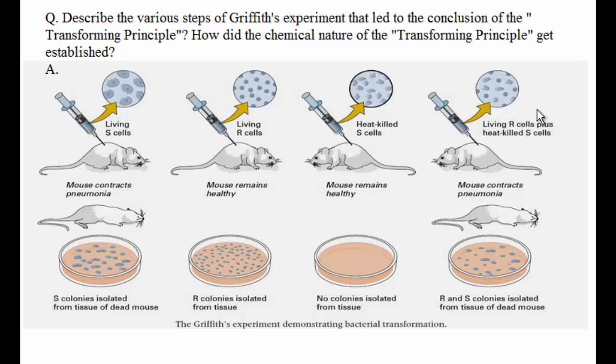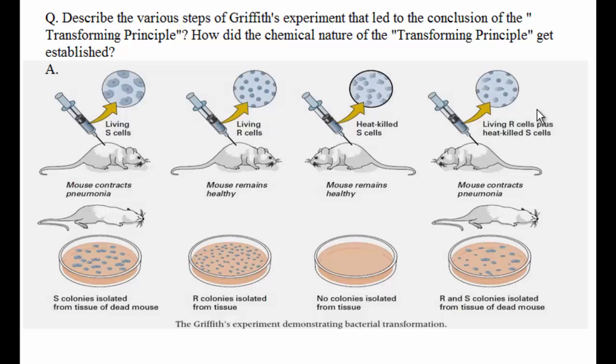The third time he injected heat-killed virulent S-type bacteria into mice and observed that they survived equally well. The last time he injected a mixture of heat-killed S and live R simultaneously. Here he observed that the mice died with the symptoms of pneumonia, and living S-type bacteria were recovered from their bodies.